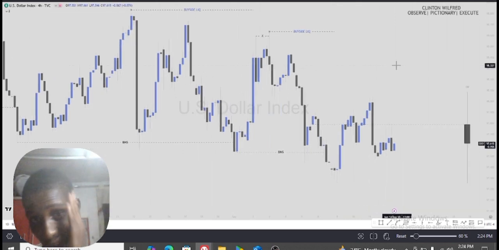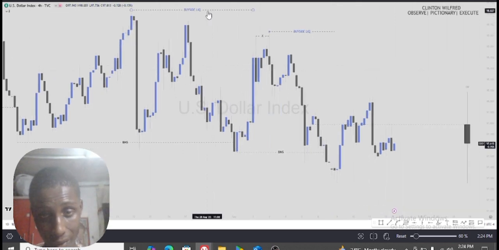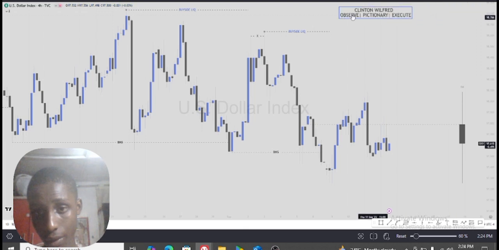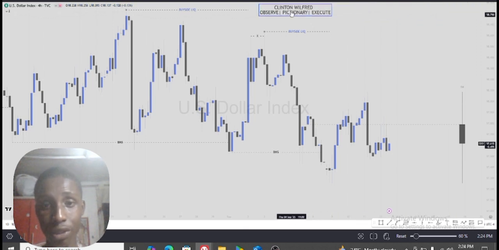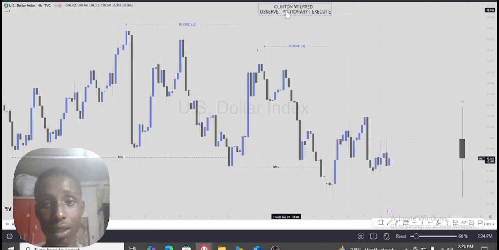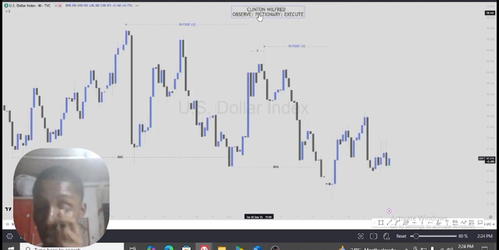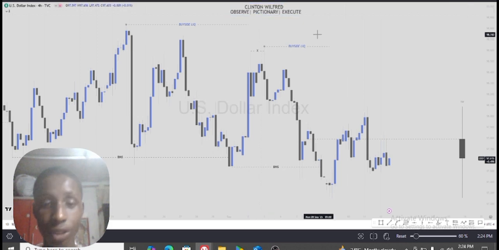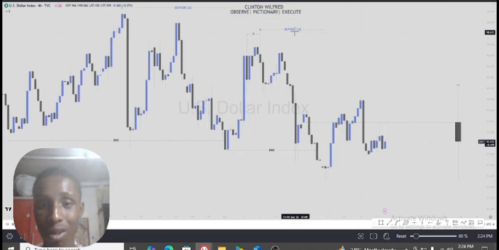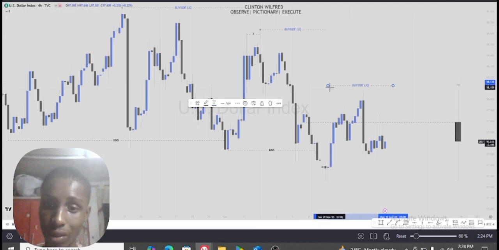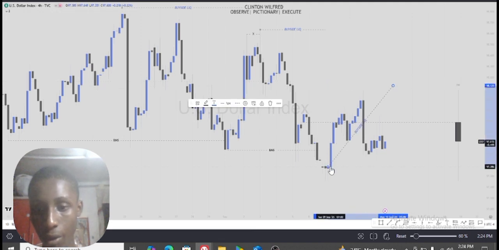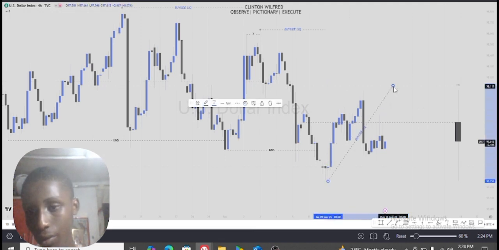So on DXY, I have nothing much. We are still bearish. As DXY is bearish, other major pairs are giving bullish prices. So other pairs are bullish. I don't actually trade DXY. I don't trade JPY. I just use it as a form of information. I use it for information to myself.